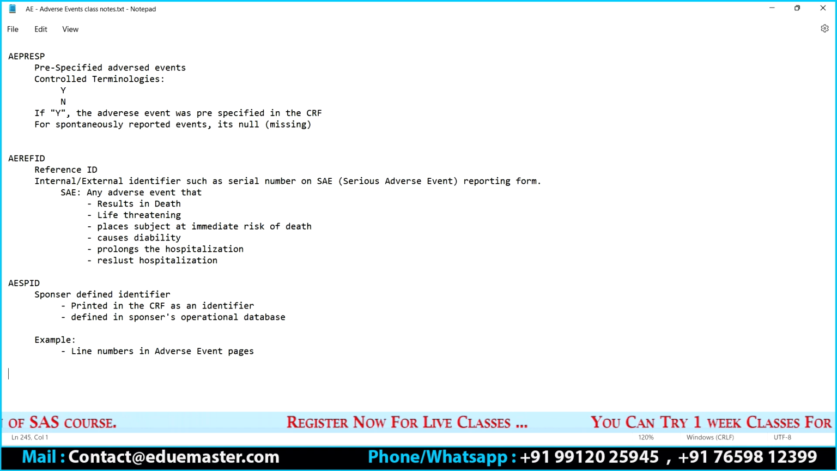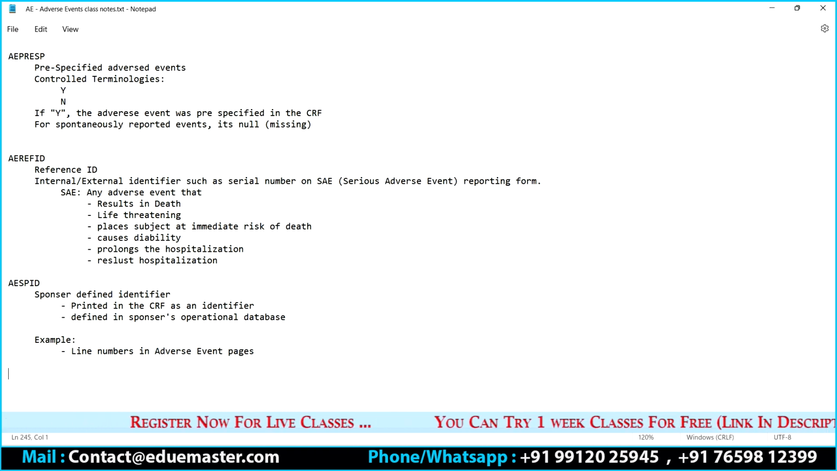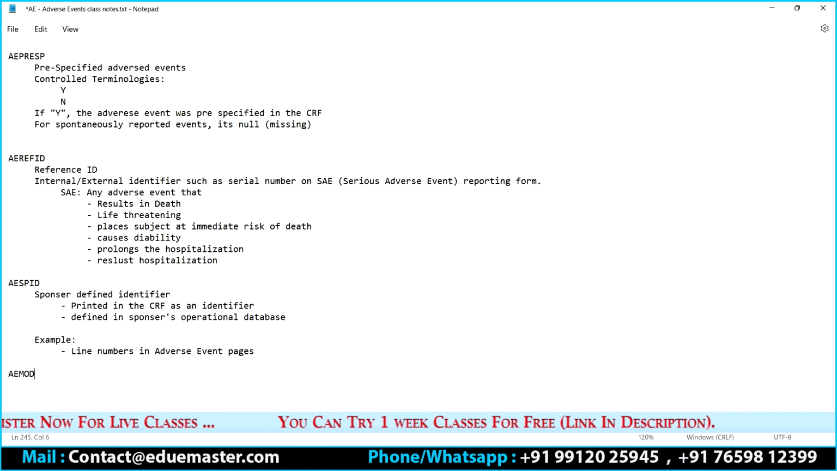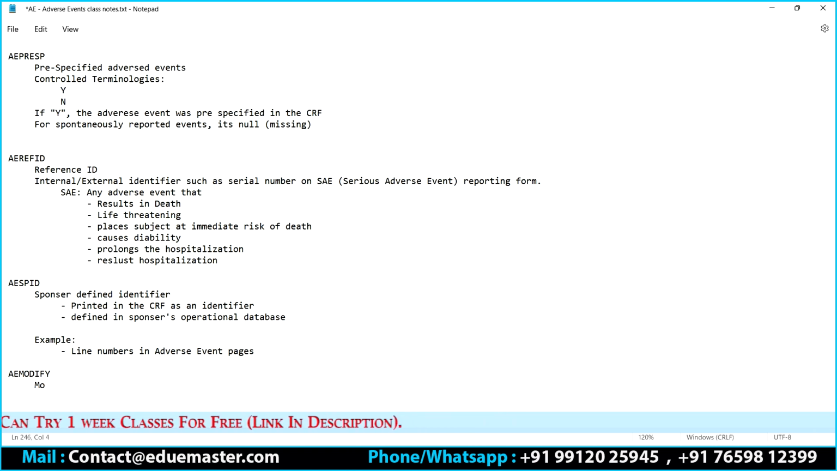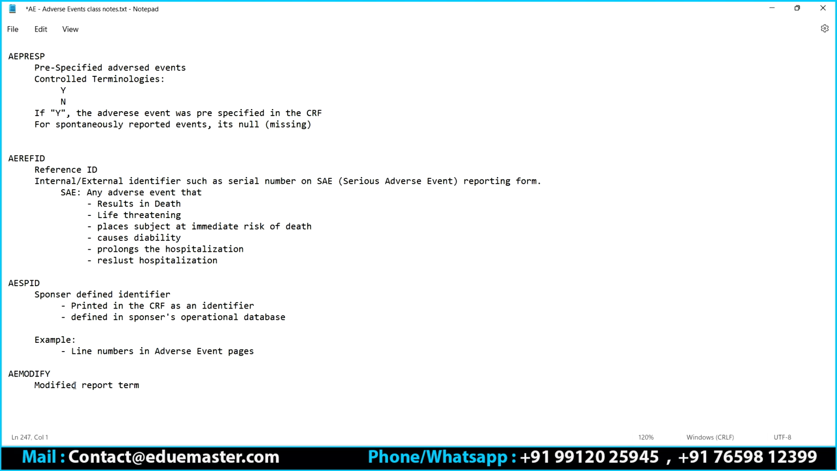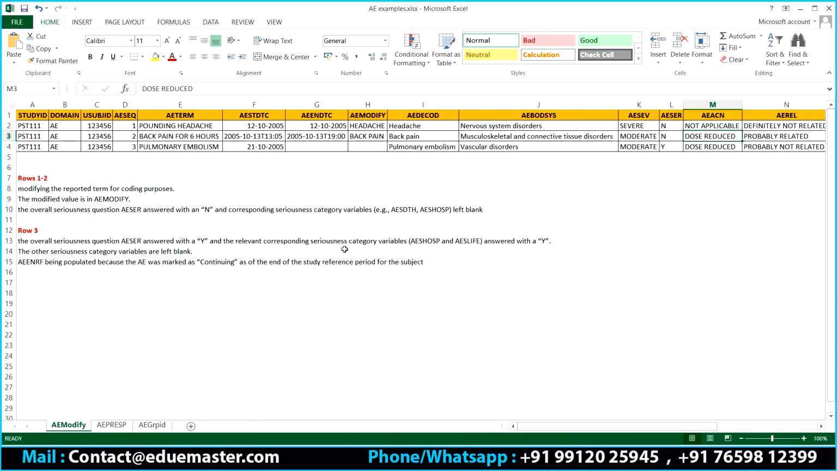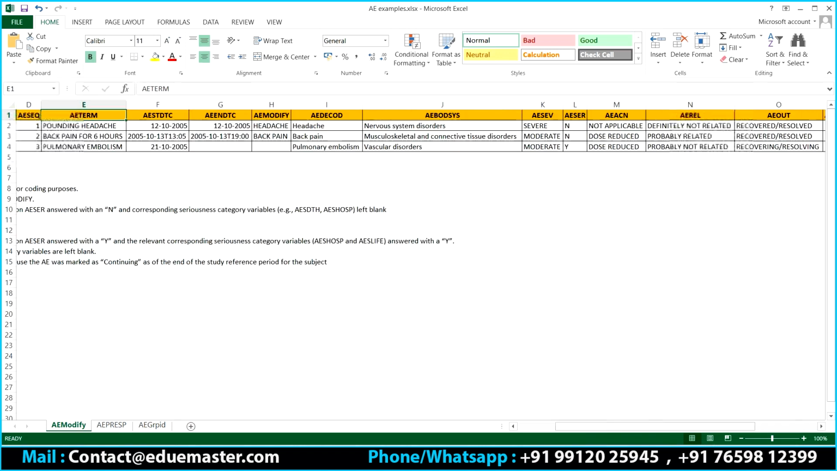Then the next thing is going to be AE modified. This is very important. So what exactly is this AE modified? It is nothing but the modified reported term. So the reported term is nothing but the adverse event only, right? So you modified it. Can I show this? Here is what my AE modified term is. Let's see the example here. Here is AE modified, correct?